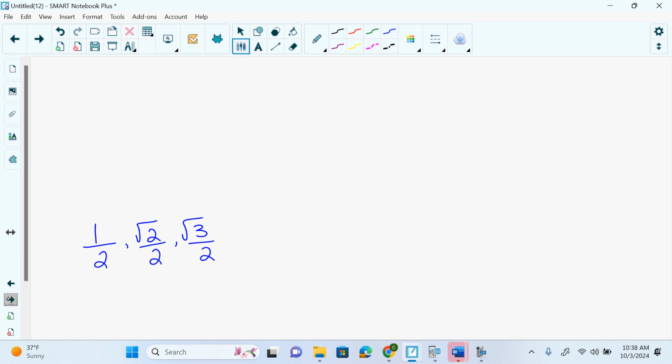So I want you to give me what these are as decimals. So what's 1/2 as a decimal? 0.5. So that's half the radius. We agree? Because the radius is 1. So that's half the distance. Yeah. Okay, root 2 divided by 2. Type it in your calculator. Give me a decimal. 0.707. And then root 3 over 2? 3 divided by 2?